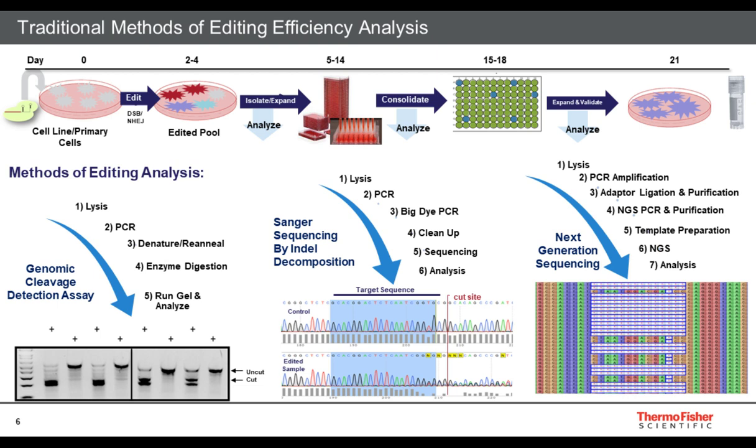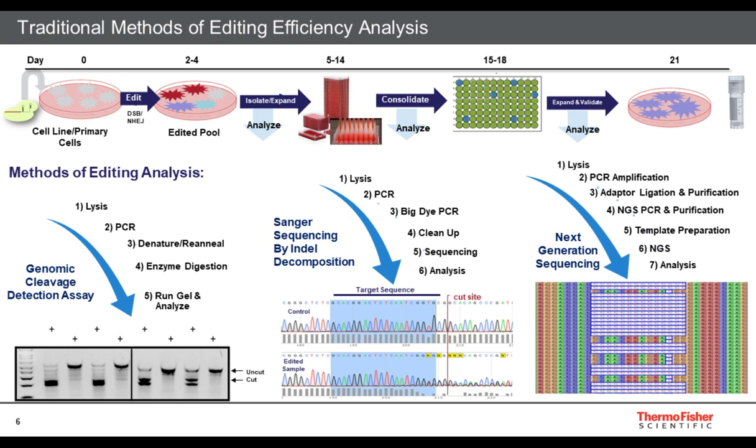So for the next level of accuracy, another option would be to use Sanger sequencing. And Sanger sequencing is also very popular for analyzing your editing efficiency, and it's very quantitative, and it goes through a lot of the same steps. So you go through lysis, PCR as before, flanking your region of interest, but then you have to prepare a sequencing reaction using a BigDye PCR and then a cleanup. And then you actually need to run it through the sequencing reaction and then go through analysis.